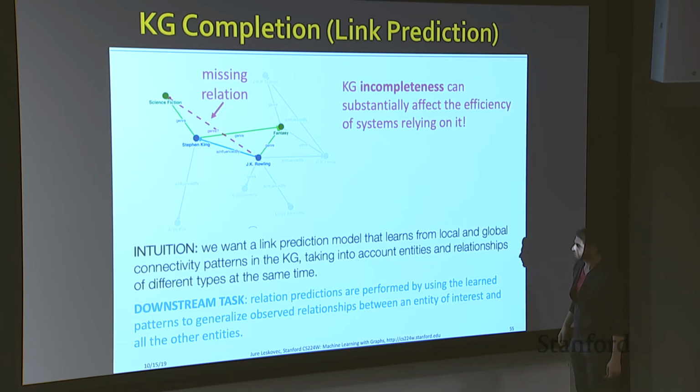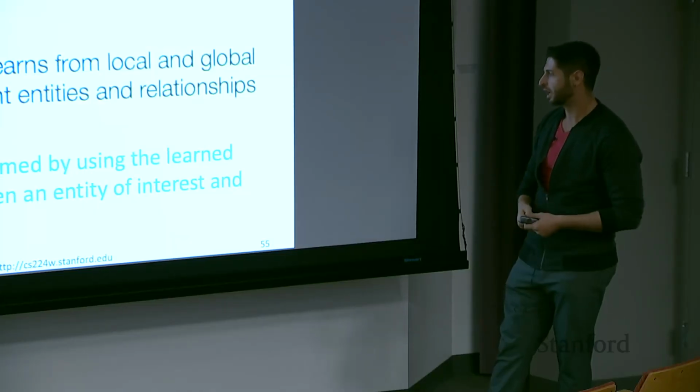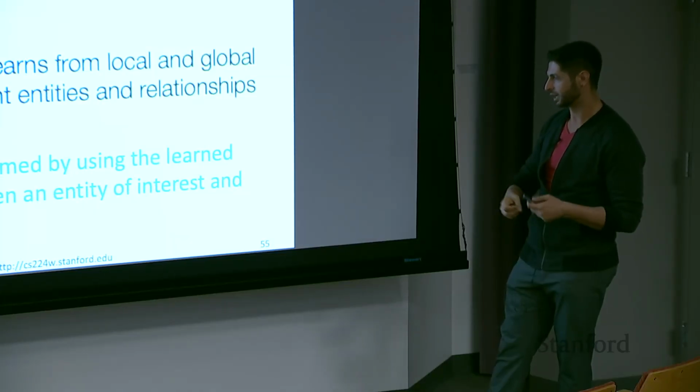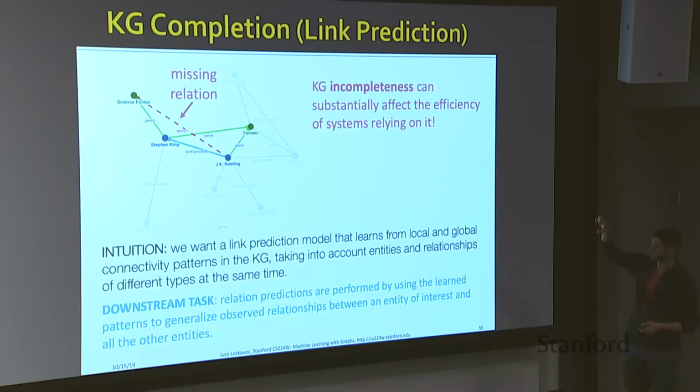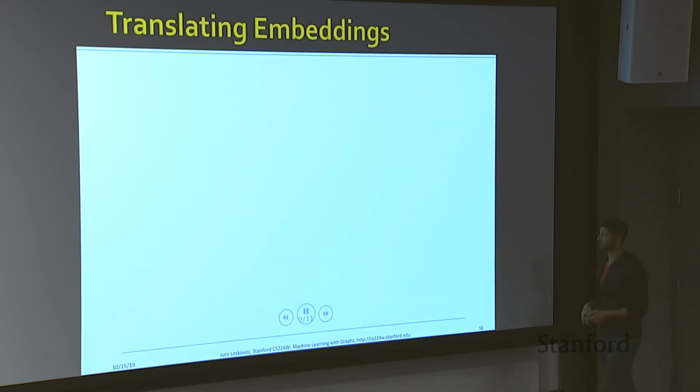So what we want, our downstream task, is to be able to predict if there are missing relationships between entities of similar type, and we also want to make sure that we're able to find the correct relation, okay? So not just the fact that there is an edge, but it's important to find the right type of that edge.